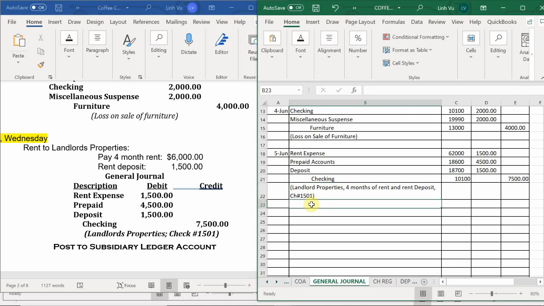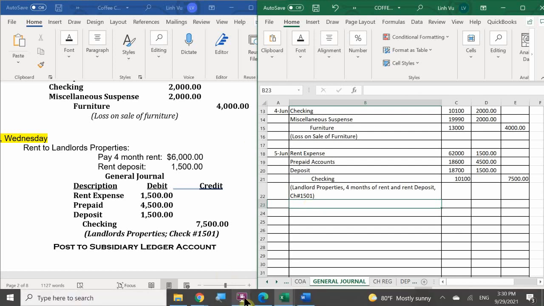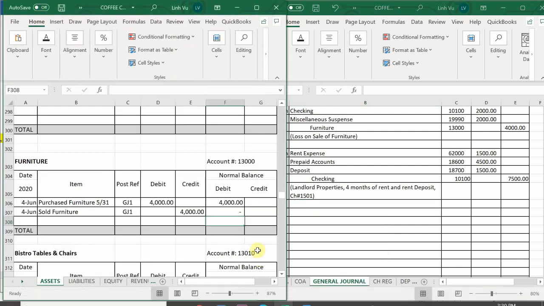Okay, that is it for this transaction in the journal. So what do I need to do next? Post it to the ledger. Let's go ahead and take a look at that. Let's go to our ledger.